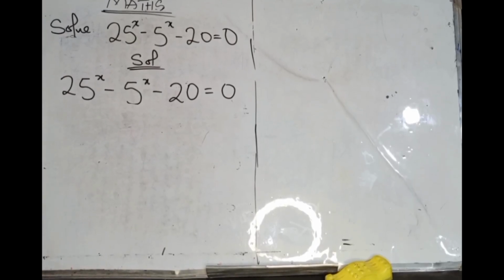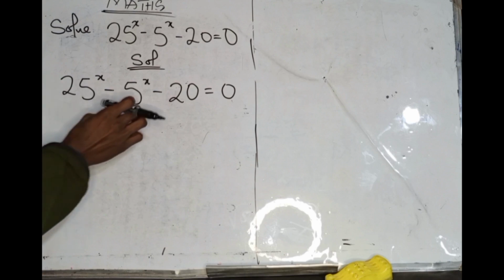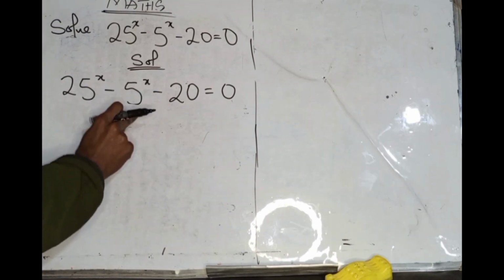Okay, guys, we have a question here. This question is an indices question, but leading us to a quadratic equation. So here we have 25 raised to the power of x minus 5^x minus 20 is equal to 0. Now, if you observe very well, the middle term here is 5 raised to the power of x.